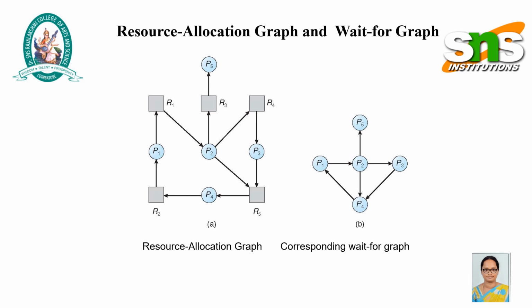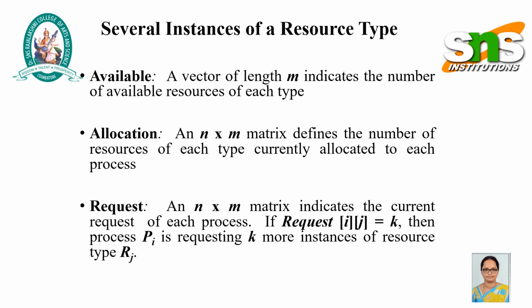So the resource allocation graph is represented here. The first picture represents the resource allocation graph, and the second one represents the wait-for graph. Any cycle represents a deadlock. So we need to remove that cycle.